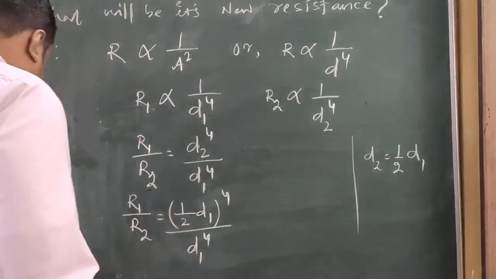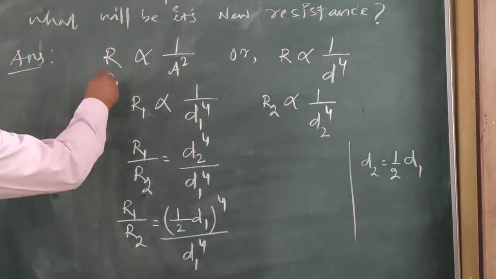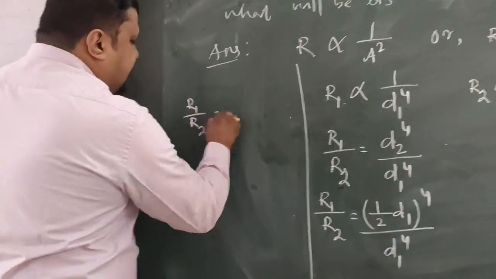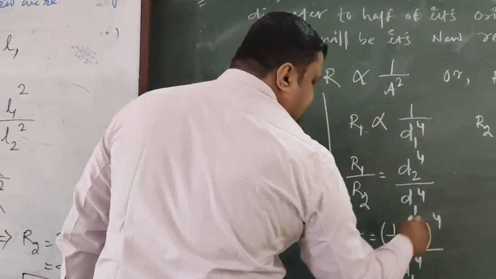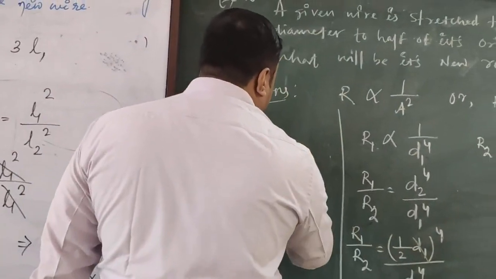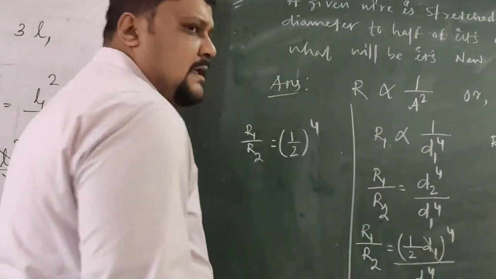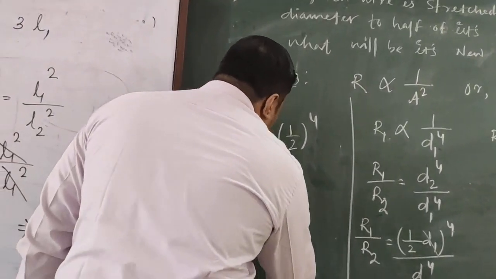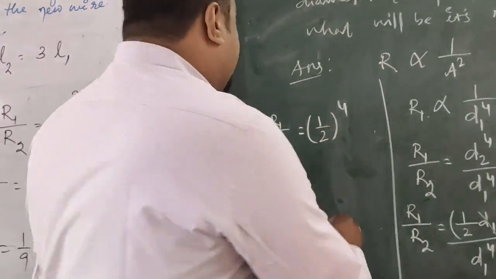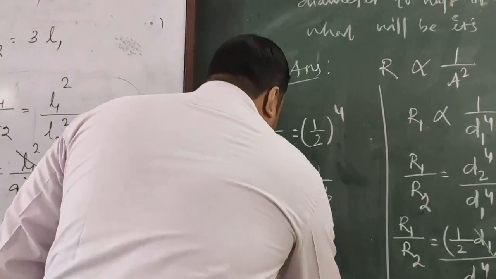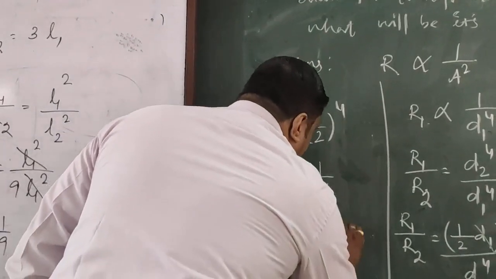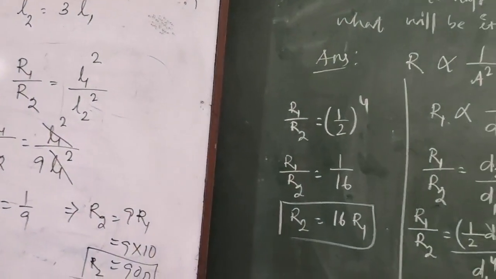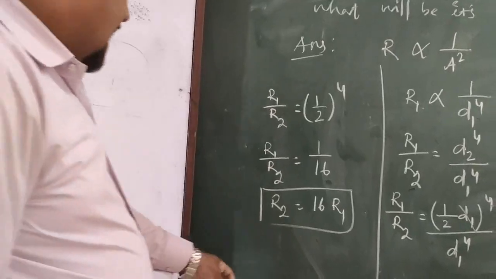This implies R1 by R2 is equal to, D1^4 gets cancelled, so this is a half to the power 4. The result: how much is R1 by R2? This is 1 by 2 to the power 4, which means 1 by 16. So R2 will be 16 times R1. This is the resistance after stretching, that is R2 is equal to 16 R1.